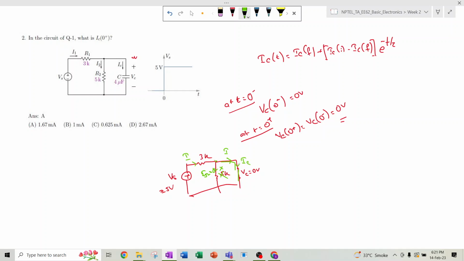So the current Ic through this point at time t equal to 0 plus will be 5 volt divided by this 3k, 3 kilo ohm, which is nothing but 5 divided by 3, 1.67 milliampere. So the correct answer should be answer A, which is 1.67 milliampere.